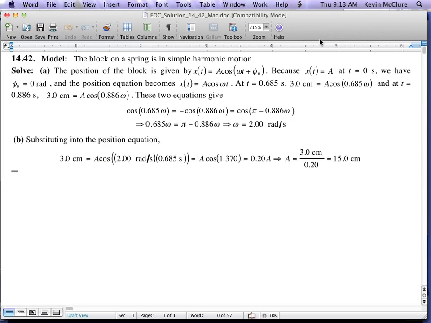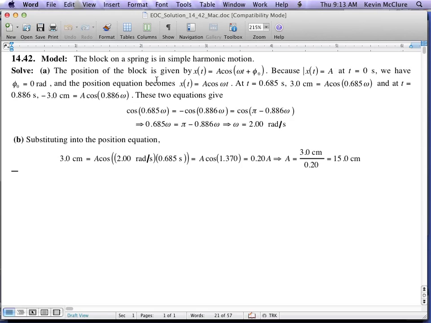Okay, so once again, by definition, if you pull something back and then let it go at t equals 0, then x at 0 is A. So when you put the t into this expression here, then you get phi is 0 radians. And then we take that expression, substitute one into the other, and get this 2 radians per second. And then you've got all kinds of options here for the second part. Take the omega that you just got in part A, and then any of the other given information, plug it into one of those equations and get A.